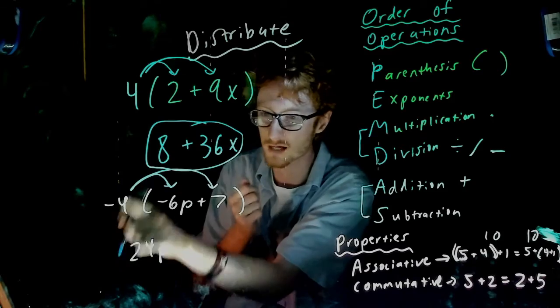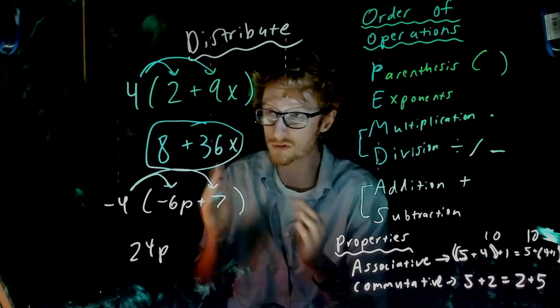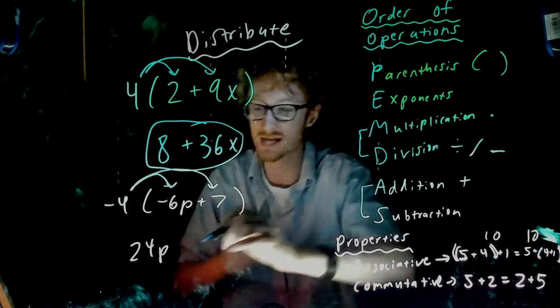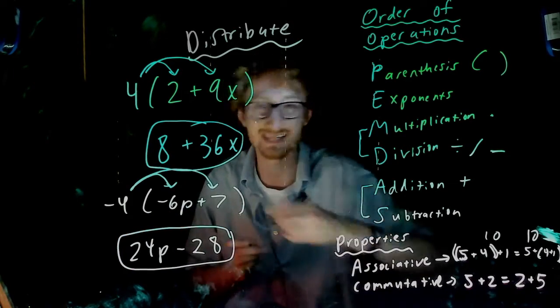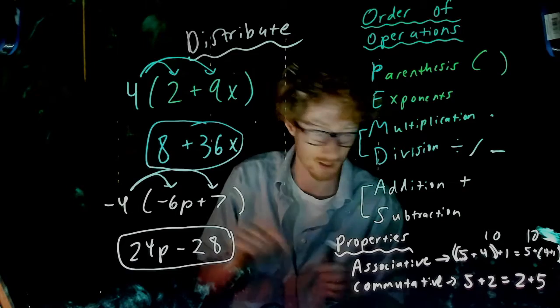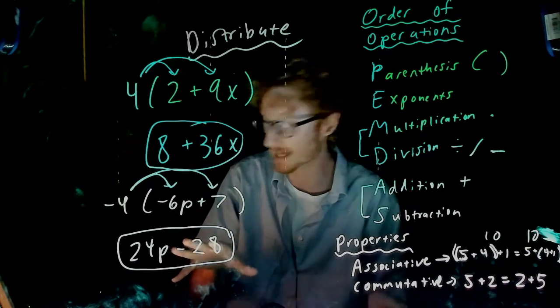Now, we're going to do negative 4 times positive 7. Well, 4 times 7 is 28. But because of that negative sign, it's a negative 28, okay? So this is as simple as it can get. Now, there's a way to go backwards, which we'll talk about later on. But that's as simple as it can get, okay?